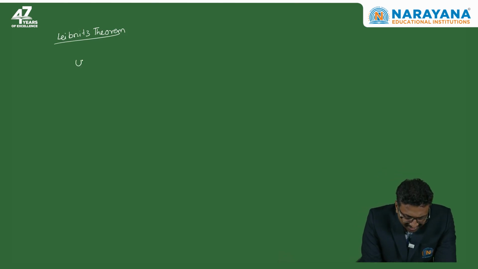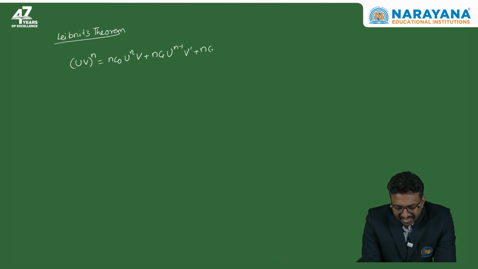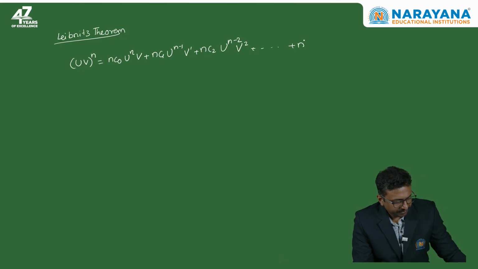What this says is, if you have two functions u and v, the nth derivative of uv is nothing but nC0, the nth derivative of u into v, plus nC1, the (n − 1)th derivative of u into the first derivative of v, plus nC2, the (n − 2)th derivative of u and the second derivative of v, plus so on, plus nCn.